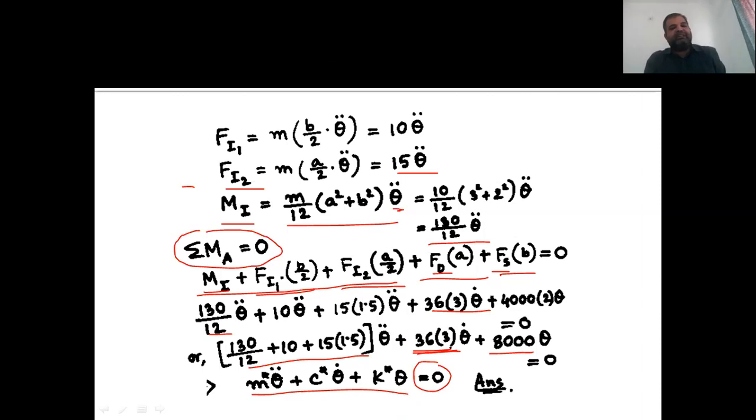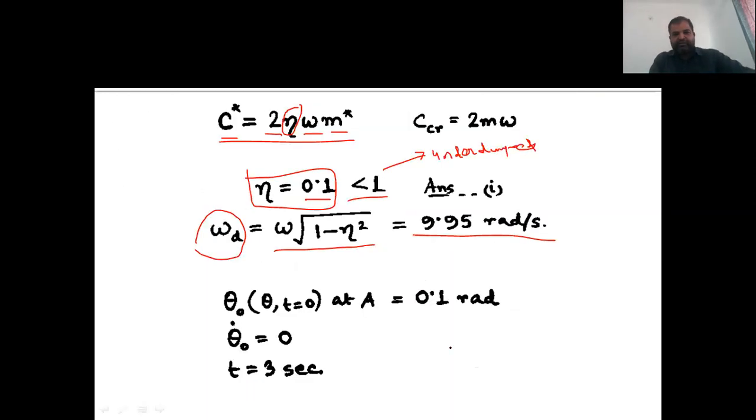The other answers I'm leaving up to you. You need to solve them the same way as we have seen in the previous example. First you need to calculate the value of omega, which is nothing but the square root of K star upon m star. Calculate the value of omega, then calculate the value of eta from the equation we have seen: C star is equal to 2 eta omega m star. Calculate the value of eta.